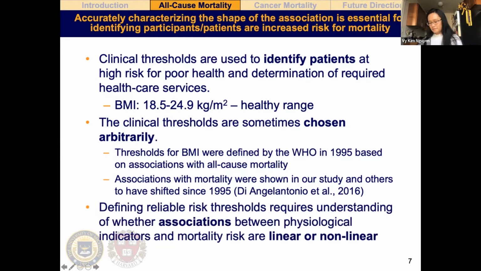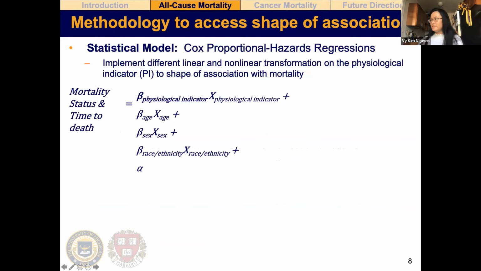And so if we want to define a relevant risk threshold, clinical threshold, to distinguish those from low risk to high risk to allocate resources appropriately, we really need to get a hold on these associations, and especially assess whether these associations are linear or nonlinear. The methodology we use here is to assess this association with a regression model. As we're studying mortality data, we use a Cox proportional hazards model.